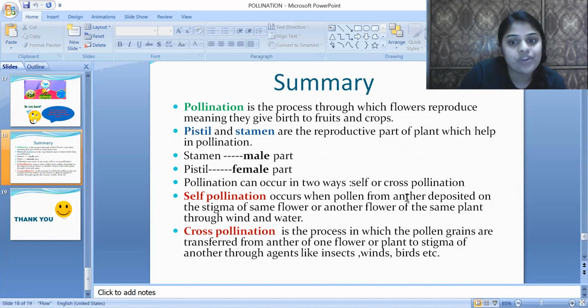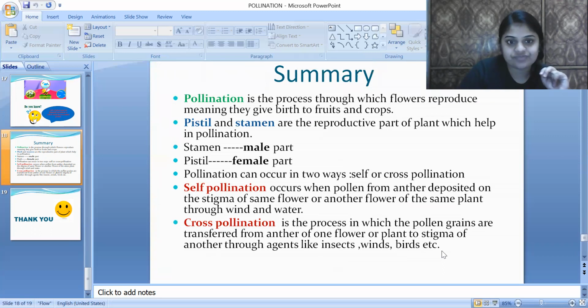Self-pollination occurs when pollen from the anther is deposited on the stigma of the same flower or another flower of the same plant through wind and water. Cross-pollination is the process in which the pollen grains are transferred from the anther of one flower or plant to the stigma of another through agents like insects, wind, birds, etc. So what we have learned today: pollination, reproductive parts of pollination, process of pollination, and the types of pollination.